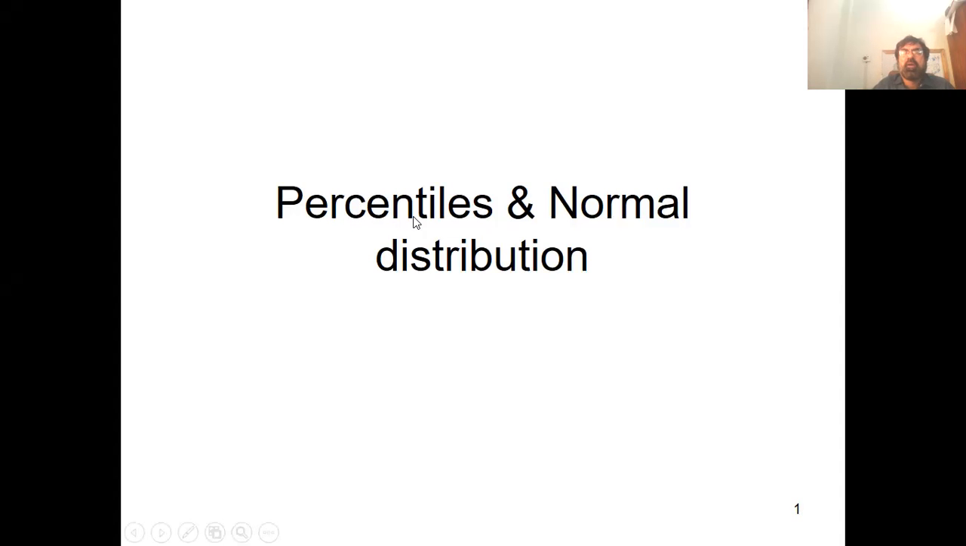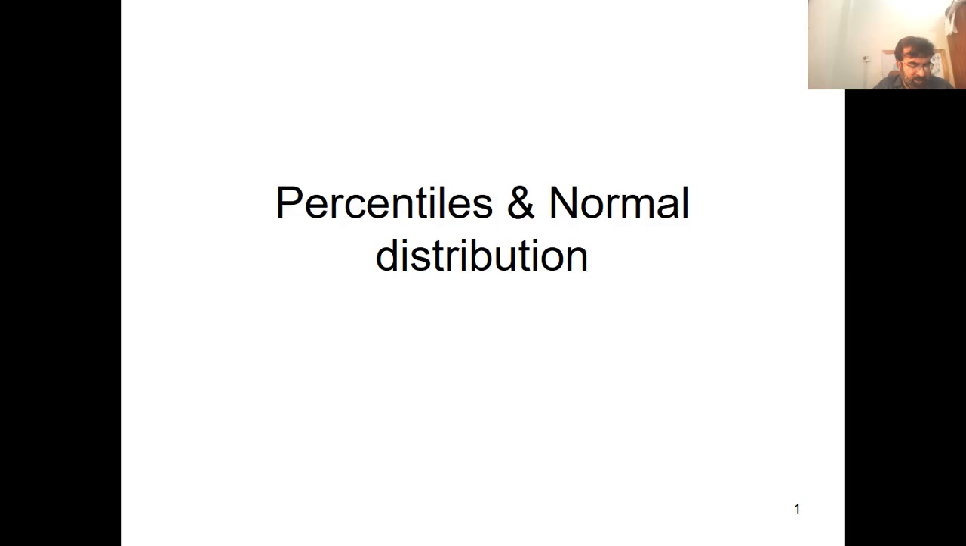Today we are going to talk about percentiles and normal distribution. What is normal distribution? We have already discussed the properties of normal distribution. The properties include that this distribution is symmetrical. It has a bell shape. The median, mode, and mean take the same position. It is continuous and it is determined by two parameters, mean mu and standard deviation sigma. Those are the properties of normal distribution.